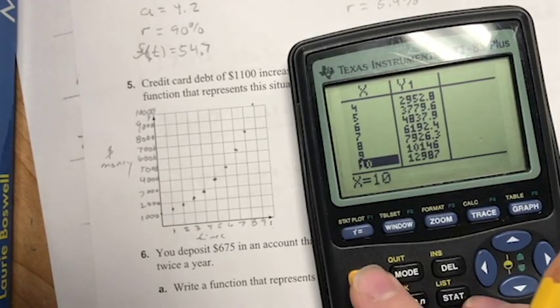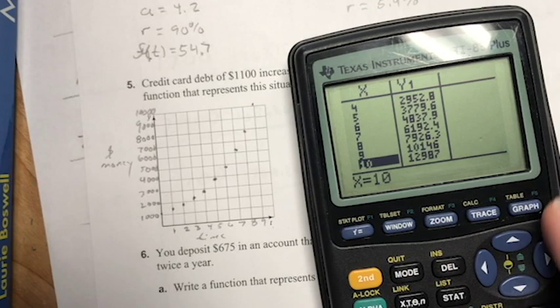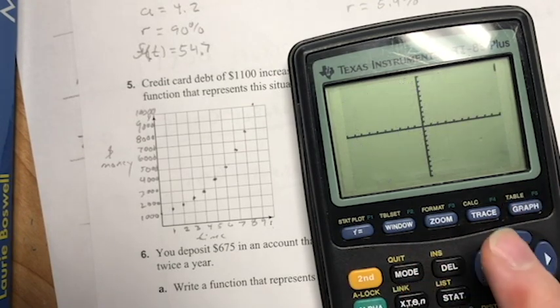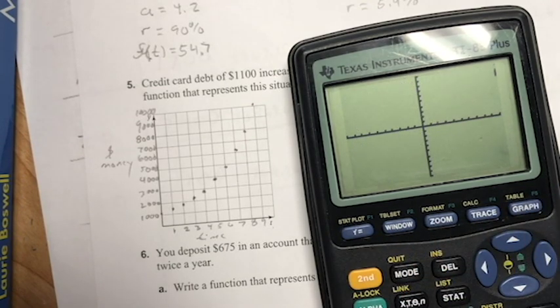Now, if we wanted to see what this looked like on the calculator, we should be able to hit second graph, and, oops, sorry, not second graph, but just graph. Let's see what it does.